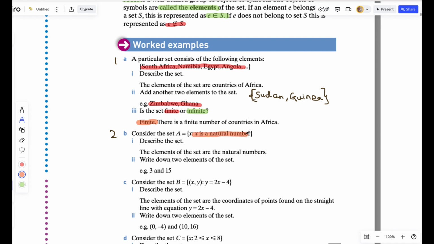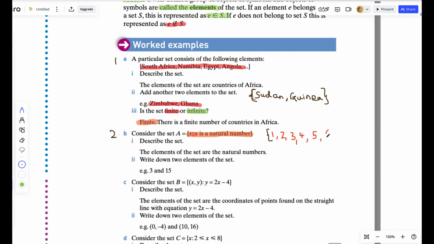Such that x is a natural counting number. So if x is a natural counting number, it means we are saying 1, 2, 3, 4, 5, 6, as many as you can count. None of us can finish counting numbers. Nobody can finish counting numbers. Numbers do not have an ending, so it's an infinite set.